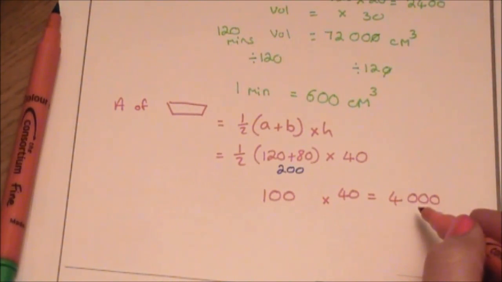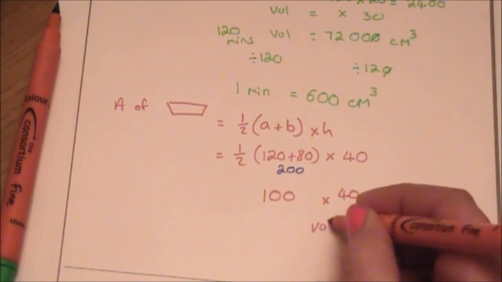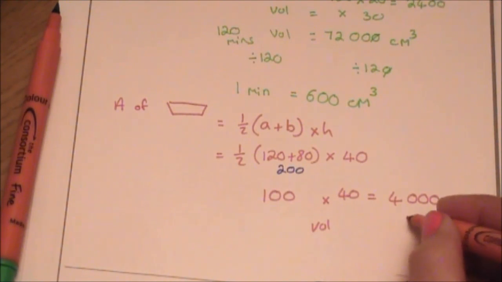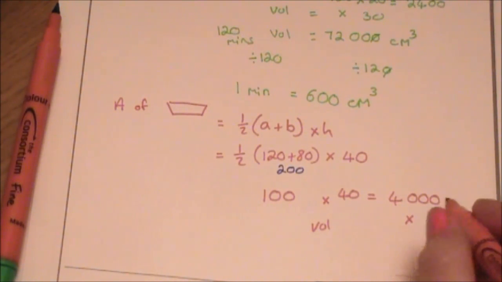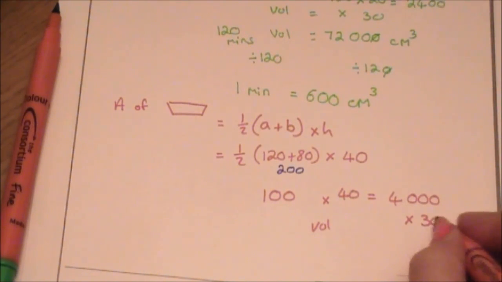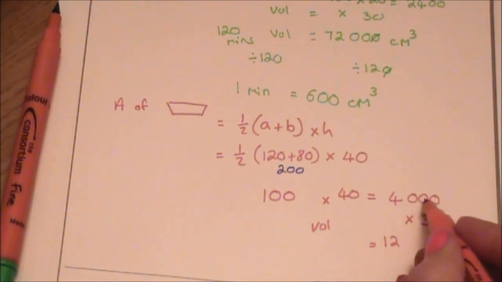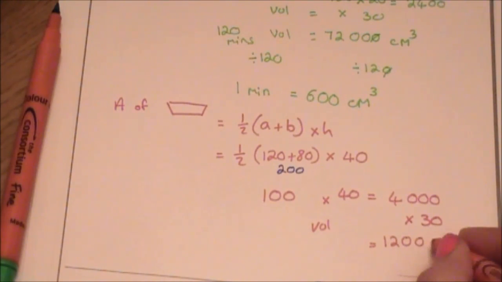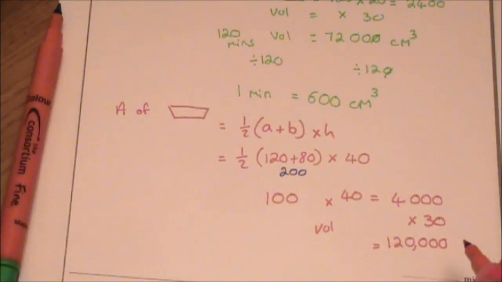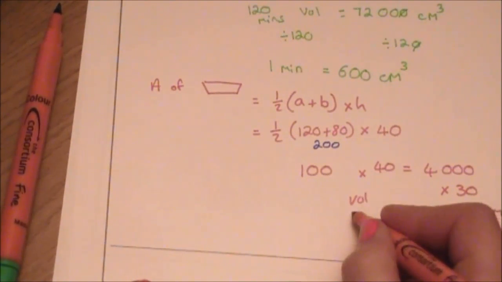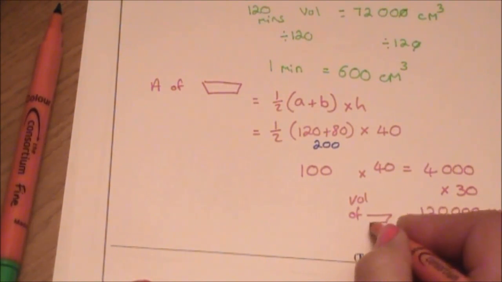Now that's the area. In order to make this volume, I need to multiply it by the depth, which is 30. 4,000 times by 30, well, 4 times by 3 is 12, and then I've got 1, 2, 3, 4 zeros. So that's going to give me 120,000 centimetres cubed. And that is the volume of the bottom part of my tank.